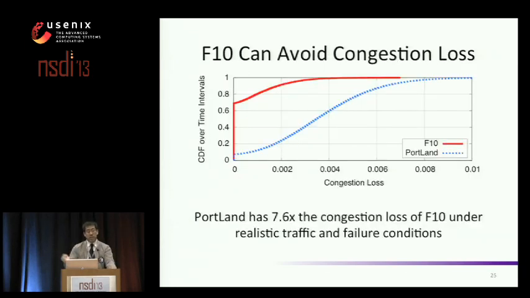To show that F10 can avoid congestion loss, we used our simulator to compare F10 to Portland under the realistic traffic and failure conditions that I described previously. We aggregated traces into time intervals of about half a millisecond and looked at the congestion loss, or fraction of packets dropped, for each source-destination pair. This graph shows a CDF of that congestion loss, and you'll notice that in 70% of the intervals, F10 actually didn't experience any loss at all. It's also the case that Portland has 7.6 times the congestion loss of F10 under these conditions.